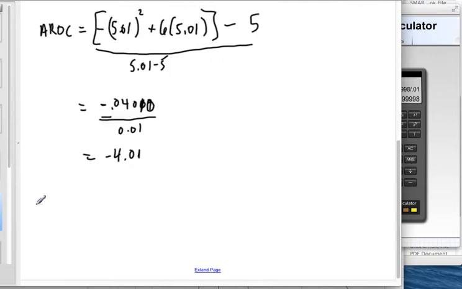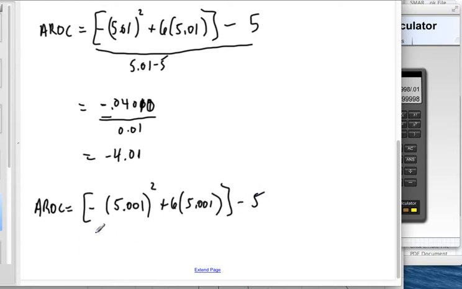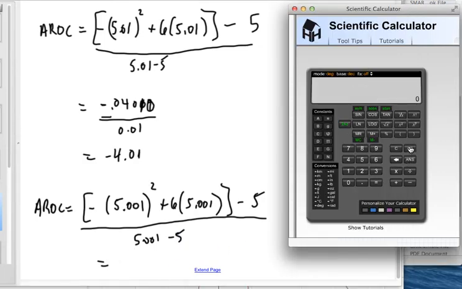Okay, so we're going to use average rate of change. I'm going to go, it's negative 5.001 like this. Let's get it even closer like that. Squared plus 6 times 5.001. We know we're going to subtract 5 for the other value, and then this is 5.001 subtract 5. Okay, so I'm going to do all that again one more time to see if we get that right number. So I got negative 5.001 squared plus 6 times 5.001. Hit equals. I got this number. I'm going to subtract 5 right away.